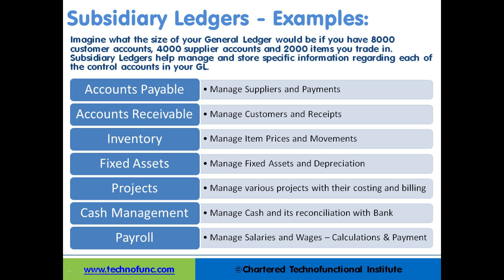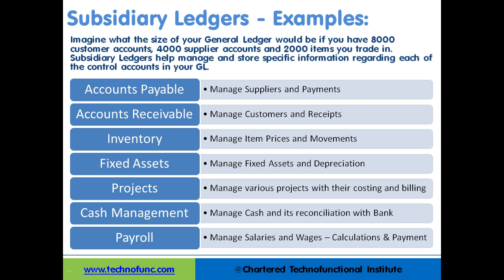Accounts receivable, which is also abbreviated as AR, is used to manage sales of goods and services to customers and entering receipts for the sales made. Main transactions are recording of sales invoices and managing the receipts from the customers. From accounts receivable subledger you can get details of amounts receivable from any customer at any point in time.